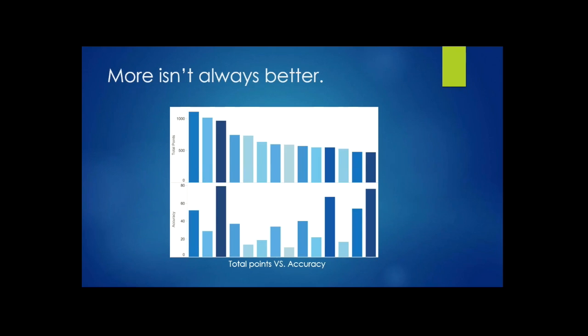As you can see here on the chart, the researcher right here with the light blue, or the second one on the left, has close to 1,000 points. But since Bugcrowd switched to accuracy, they're only at about 30%. And the last one right here with the dark blue on the right, they have under 500 points, but the accuracy is close to 80%. So more points isn't always good.